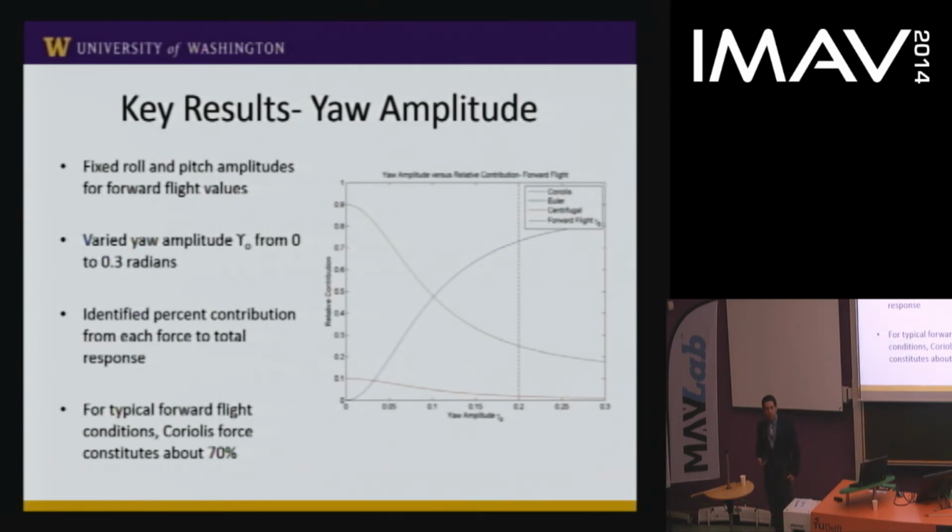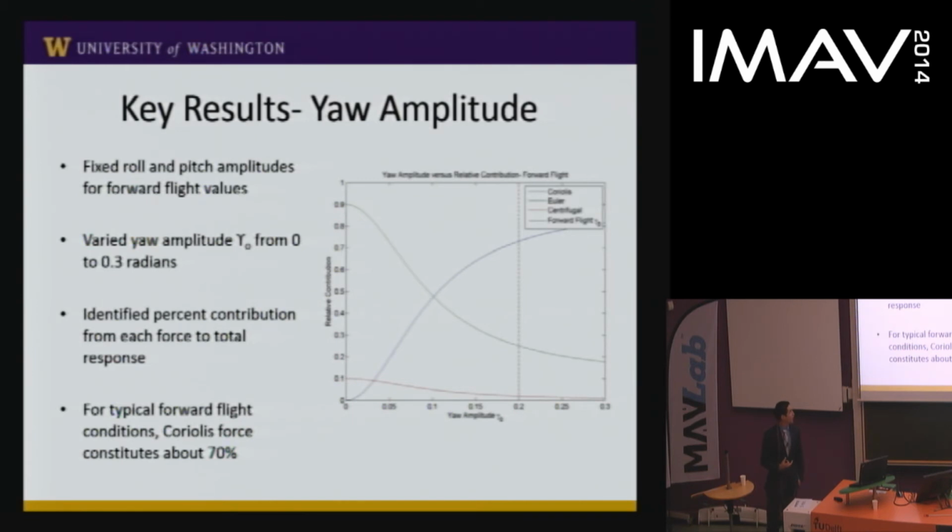So the first thing we'd like to address in the sensitivity analysis is the yaw amplitude. To look at the yaw amplitude, we fixed the pitch and the roll amplitudes according to the forward flight values that we presented earlier. We then varied the yaw amplitude from about 0 to 0.3 radians, where the typical operation point in forward flight falls at about 0.2 radians.